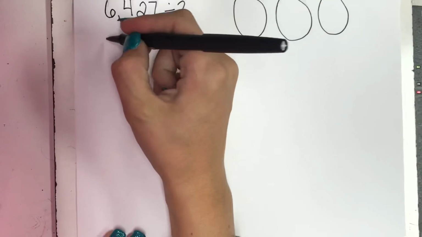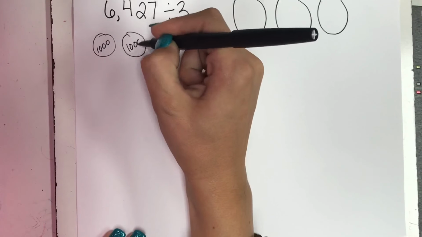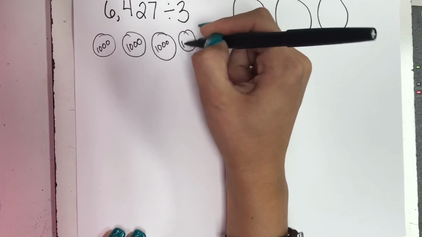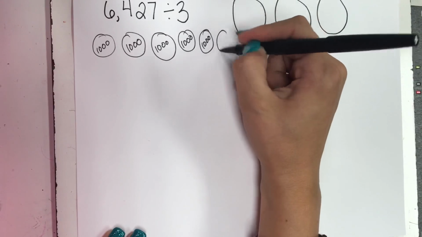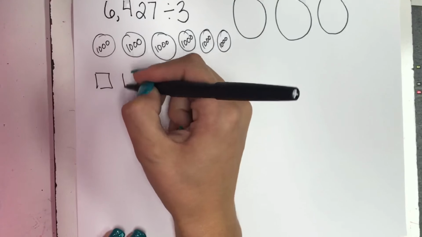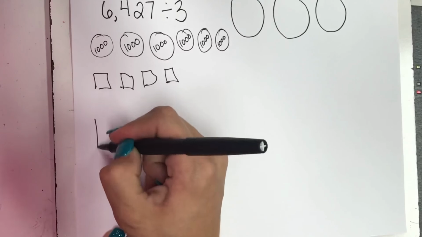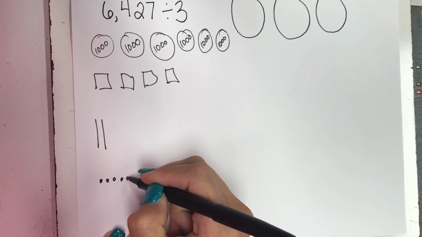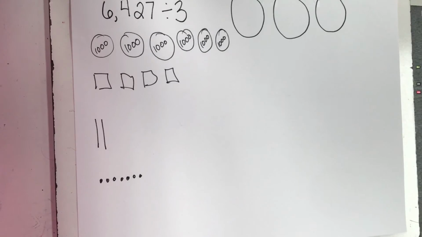Okay? So again, I have 1, 2, 3, 4, 5, 6,000, 427. 5, 6, 7. Okay.